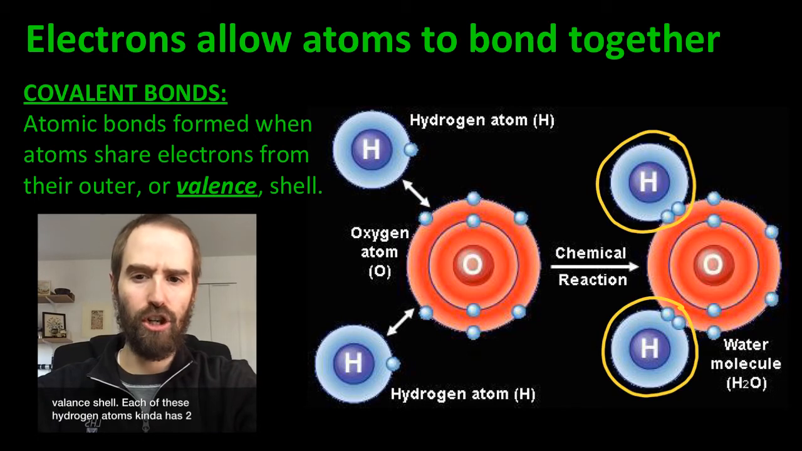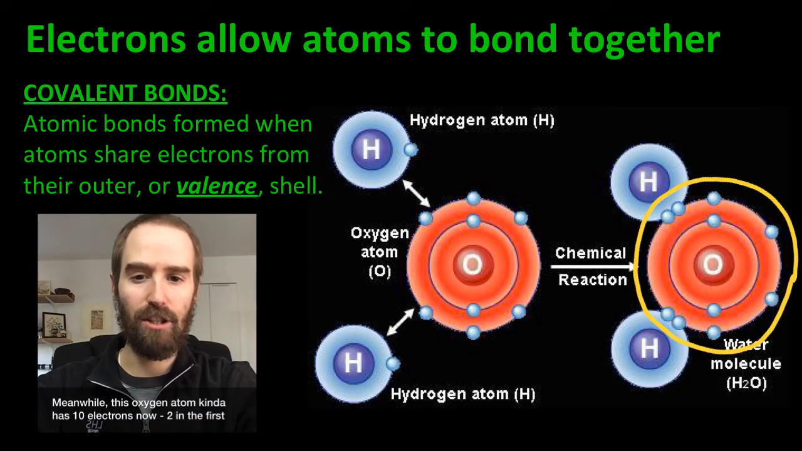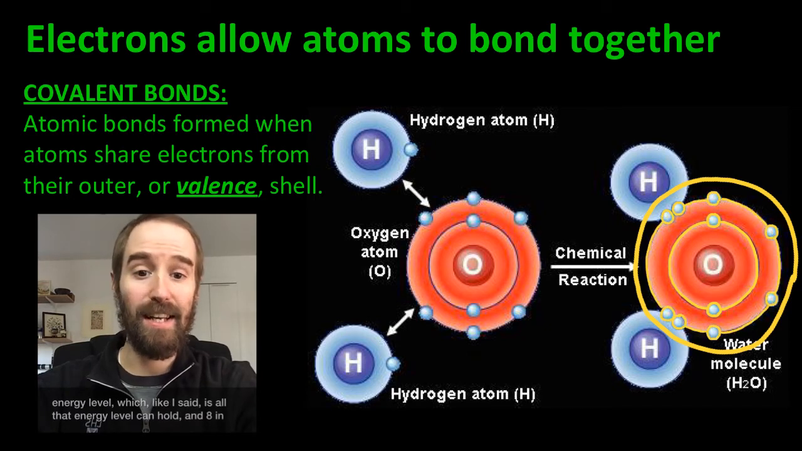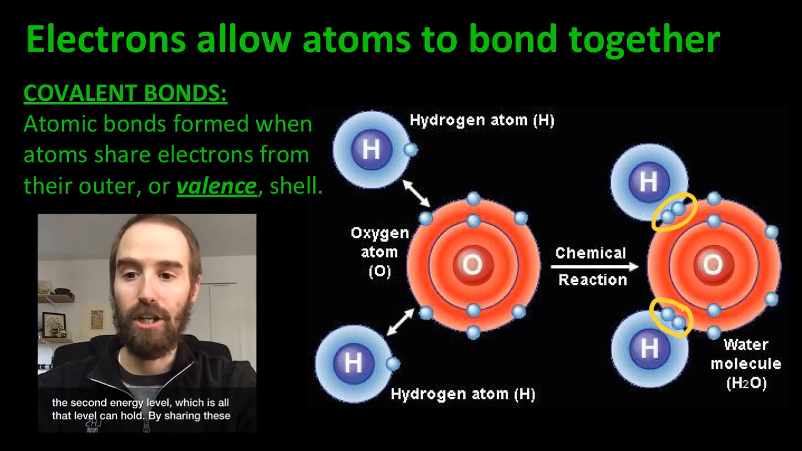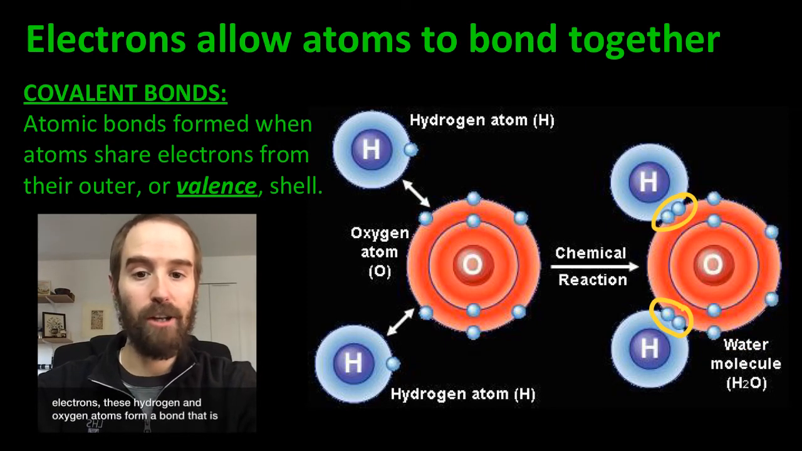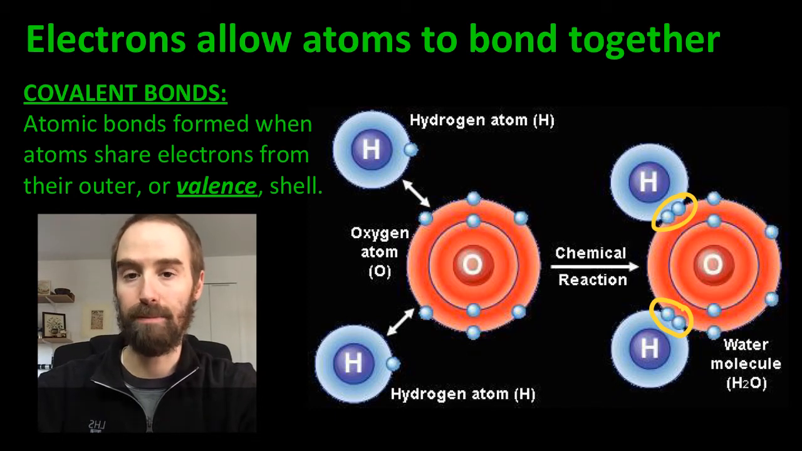Each of these hydrogen atoms kinda has 2 electrons now, and 2 electrons is all this first energy level can hold. Meanwhile, this oxygen atom kinda has 10 electrons now, 2 in the first energy level, which, like I said, is all that energy level can hold, and 8 in the second energy level, which is all that level can hold. By sharing these electrons, these hydrogen and oxygen atoms form a bond that is difficult to break and form a new substance that we call water.